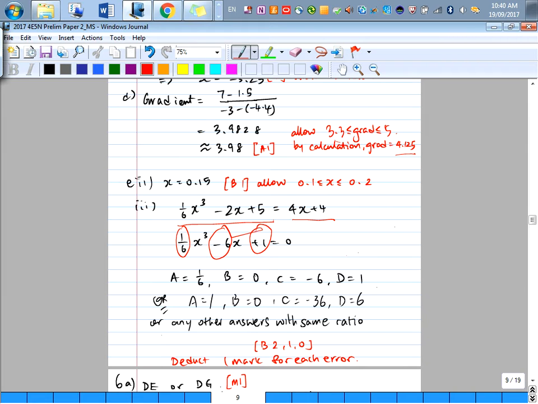What other answers are accepted? You could have chosen to multiply throughout by 6. So you will get a equals 1, b equals 0, c equals negative 36, and d equals 6. And any other possible answers with the same ratio. Yes?